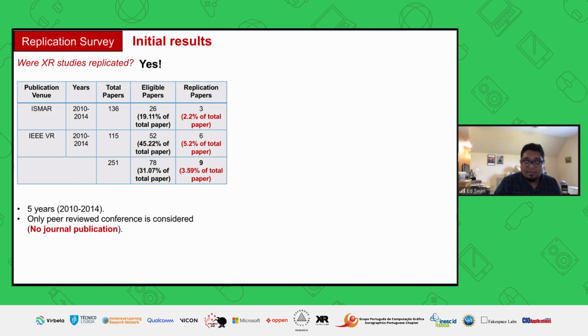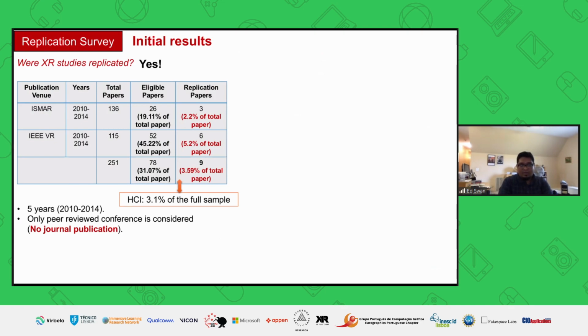If you look at this table, you can see that we found a total of 9 replication papers, which is 3.59% of the total. So far we have explored 251 papers published in ISMAR and IEEE VR, and from those we found 78 eligible papers. From the 78 eligible papers, we found 9 replication papers, which is 3.59%. This is not surprising, because the CHI Human Computer Interaction review paper found 3.1% of the full sample. So this is encouraging, that maybe we are on the right track.